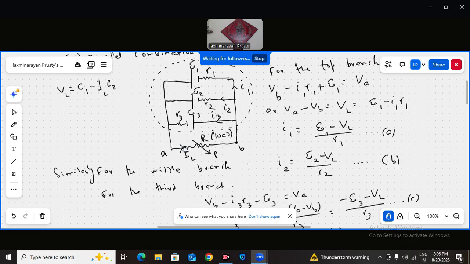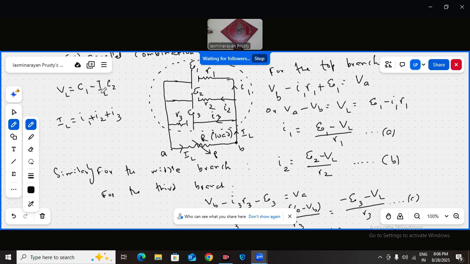So VL is VA minus VB, and this is the load resistance with current IL. Then this is also IL. These are I3, I2, I1. So IL is nothing but I1 plus I2 plus I3. Finally, I don't require I1, I2 or I3, because I require only IL.